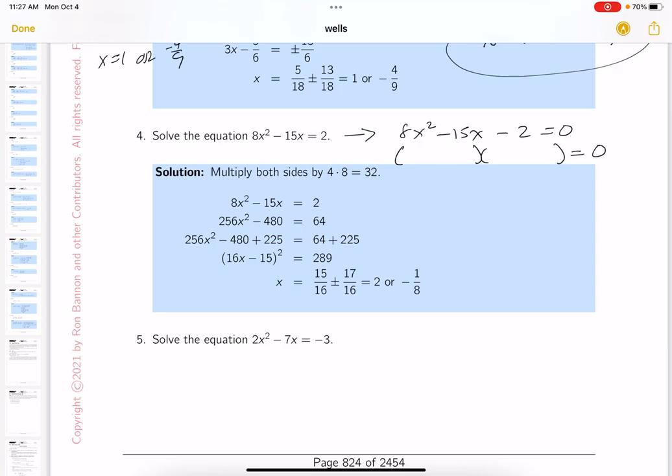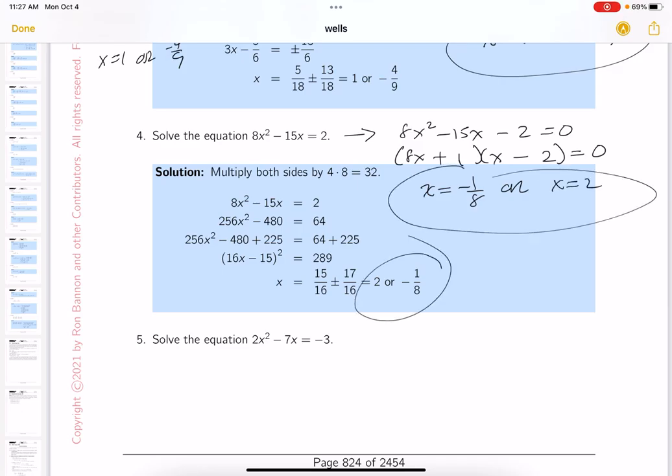Let's take a look over here. I'm going to say 8x and x. You get better over time. 2 and 1. Let's see. Minus plus. Let's see if that works. 8x squared minus 16 plus 1 is minus 15. Yeah, it works beautifully. So what's x? It's minus 1 eighth, or x is 2.